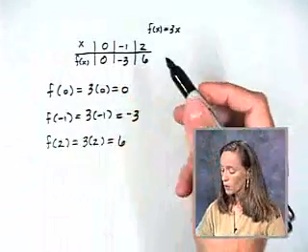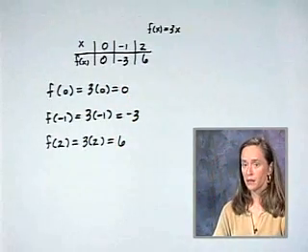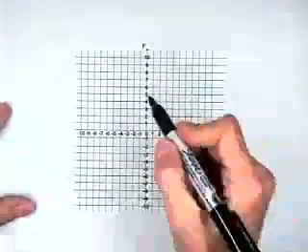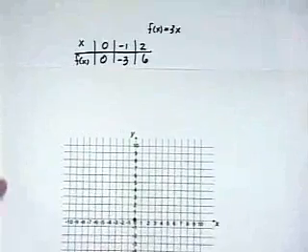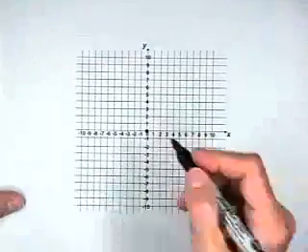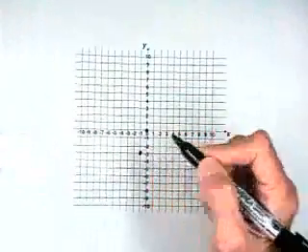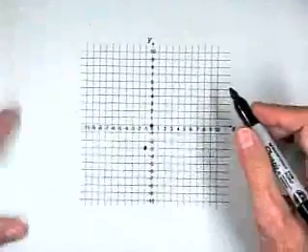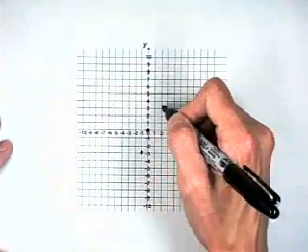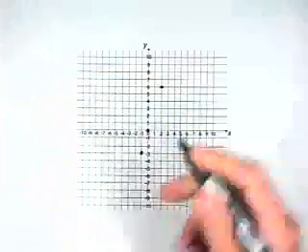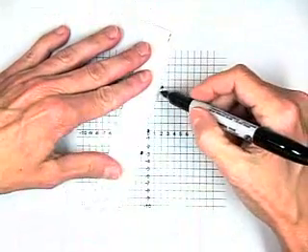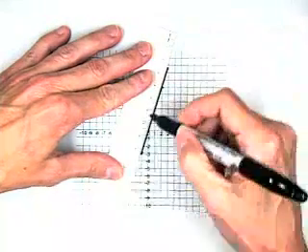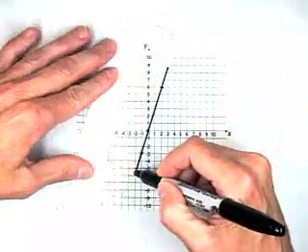I have 3 ordered pairs to plot, and I can draw the equation of the line. I'll start with the ordered pair (0, 0). Then I'll plot (-1, -3). And then I'll plot the ordered pair (2, 6). 2 in the x direction, 6 in the y direction. Connecting these, I can see the graph of the line.